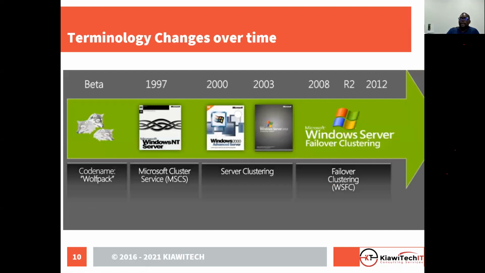Now, a little bit about terminology, how this name has evolved with time. Back in the years, we used to call it Wolf Pack. I was actually surprised when I saw this name. Then by 1997, the name went to Microsoft Cluster Service, MSCS. From 2000 to 2013, we called it server clustering. And from 2018 and above, it's been turned to failover clustering. You've seen WSFC very often when reading articles, which stands for Windows Server Failover Clustering.